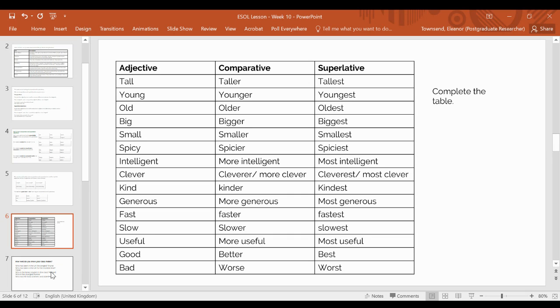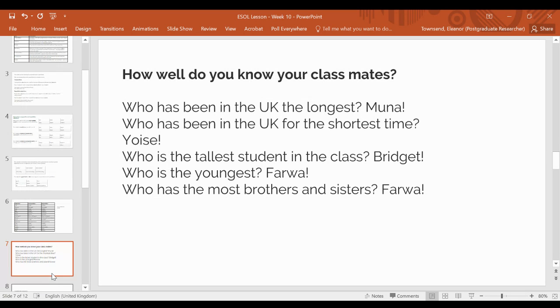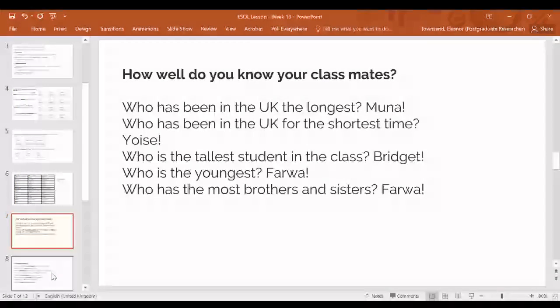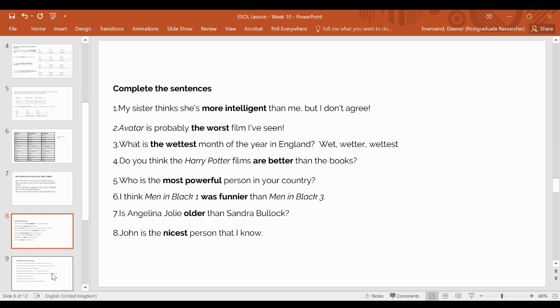So then we use these rules to create this table of comparative and superlative adjectives. And then we had a little quiz on the class. It turned out that the students knew each other very well. We completed some sentences to practice using these in a bit more detail.